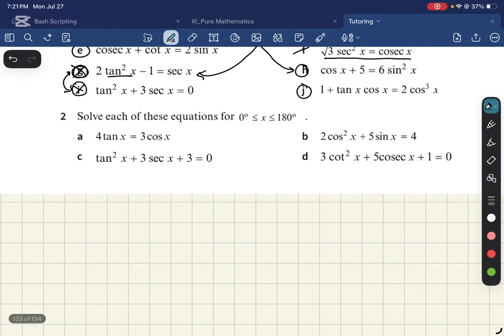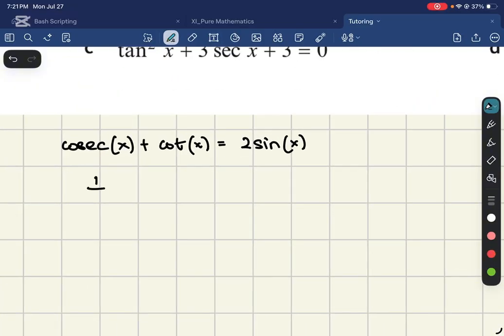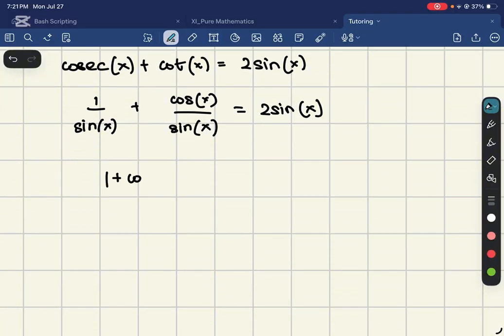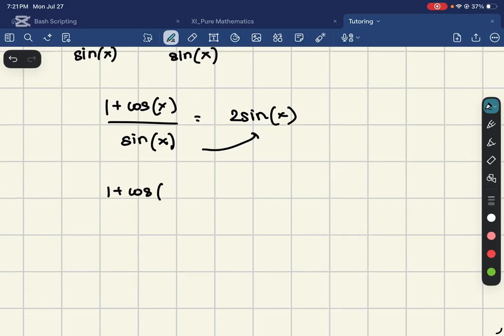All right. So E says that cosecant x plus cot x is equal to 2 sine of x. So this is actually fairly simple. Cosecant x is 1 over sine of x. Cot x is cos x over sine of x, which is equal to 2 sine of x. Now if you simplify this, you get 1 plus cos x divided by sine of x is equal to 2 sine of x. And I'm going to multiply sine of x to the other side. So I have 1 plus cos x is equal to 2 sine squared of x.